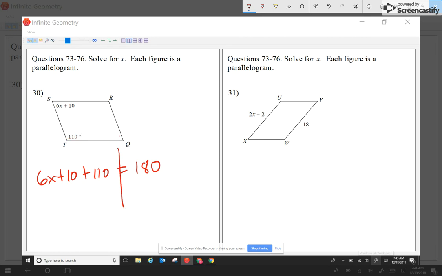So I'll have 6x. It's just 6x. 110 plus 10, I'm going to call that 120. This is equal to 180. Let me subtract 120 from each side. I have 6x equal 60. So x must be 10.